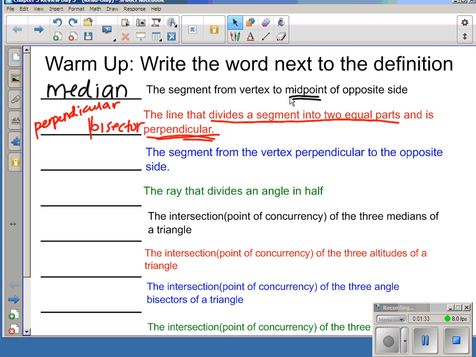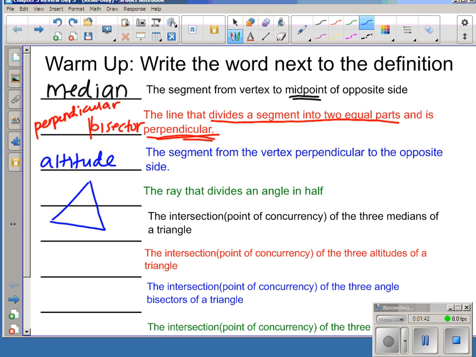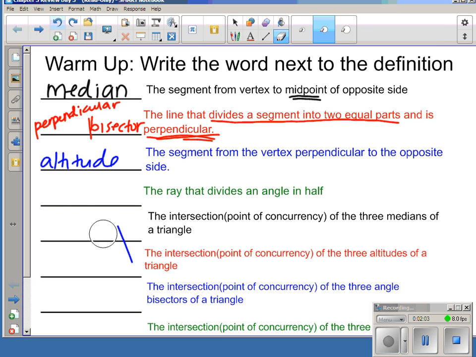The next one says the segment from vertex to perpendicular of opposite side. That's the altitude. So unlike the perpendicular bisector, it doesn't have to cut the side in half. It has to just go perpendicular. Hold on. Altitude. If I have a triangle, it needs to go from here perpendicular to the opposite side. Notice that's clearly not the middle, so that's how an altitude differs from a perpendicular bisector.